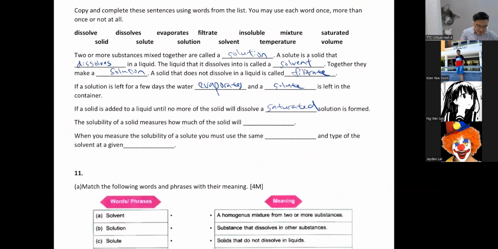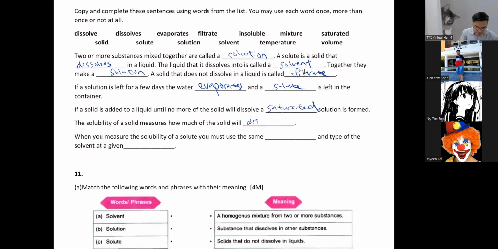Next, the solubility of a solid measures how much of the solid will dissolve. Solubility means how well they can dissolve. Like salt, the solubility is very good in water, because salt dissolves very well in water. Salt dissolves easily in water. So the solubility is very good.